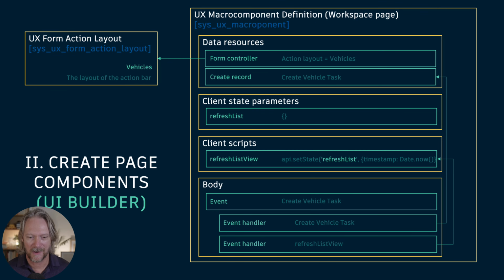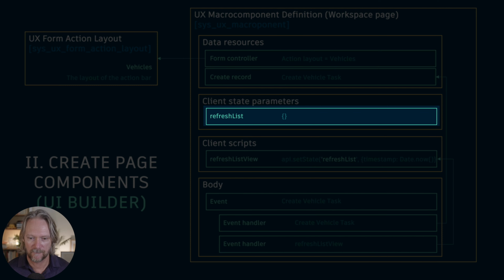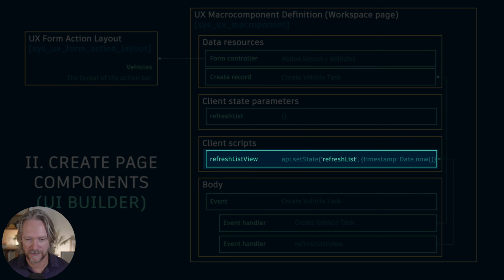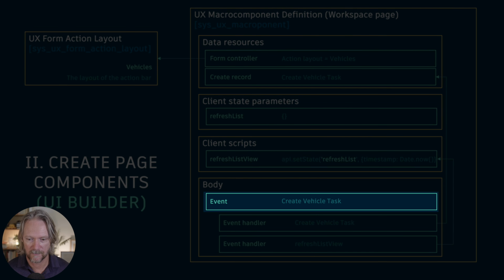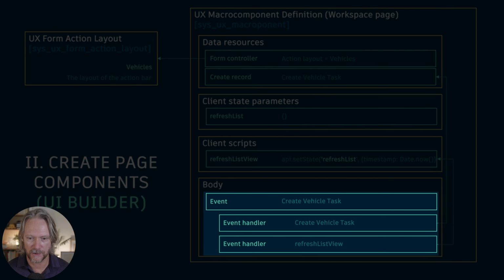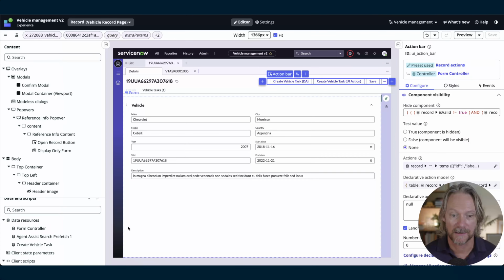Okay, so if we come back to our overview here, we've created the create record data resource. We've created the refresh list client state parameter, and the value of that parameter will be set by the refresh list view client script. So we just need to create a few more records now and we are done in UI Builder. We need to actually create an event and then we need to respond to that event. And those event handlers will trigger the execution of the create record data resource as well as the refresh list view client script.